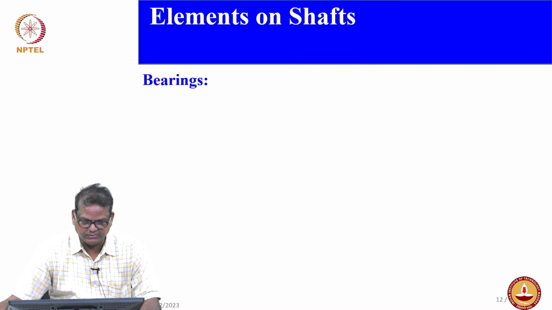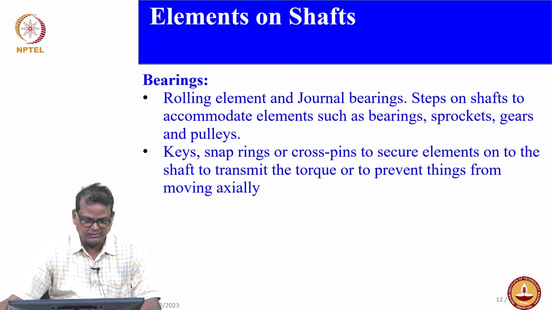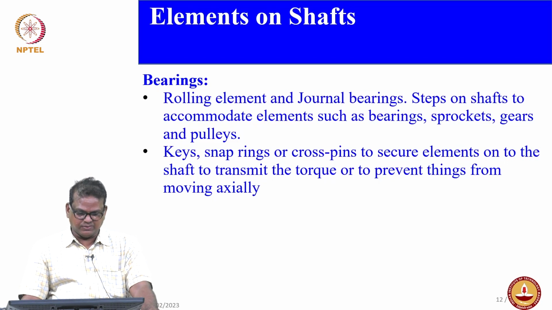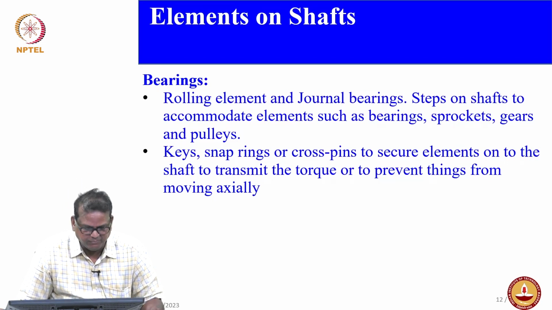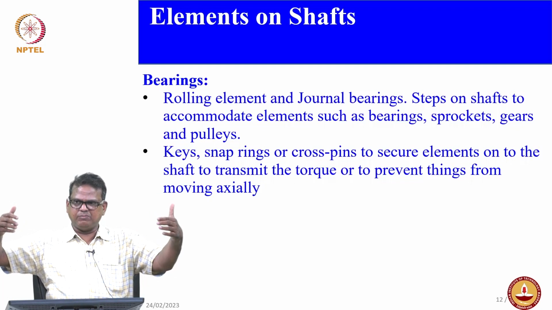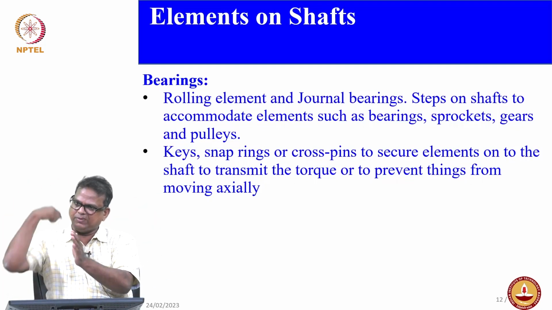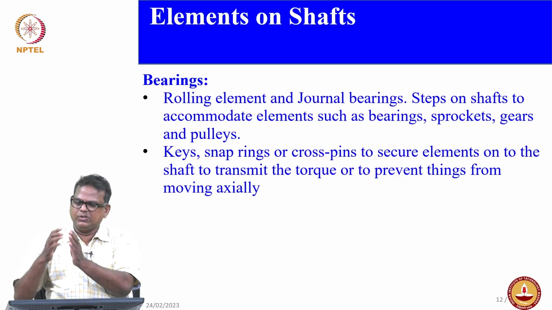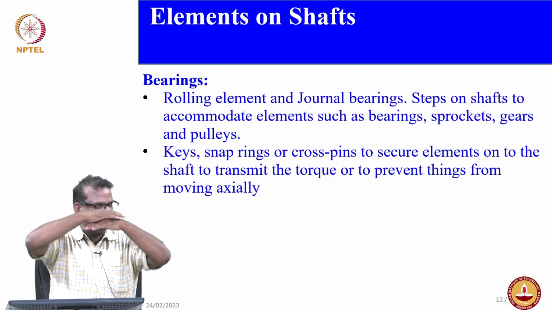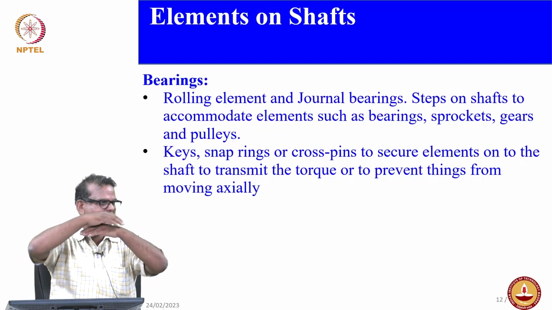Then, elements on shafts. Okay. So usually you will have bearings, the rolling element bearing and journal bearing. Steps on the shafts accommodate elements such as bearings, sprockets, gears and pulleys. Keys, snap rings and cross pins secure elements on the shaft to transmit the torque or prevent things from moving axially. So you have a shaft; remember when you have a constant mesh, usually you need to fix the bearing first, and on top of that you will fix the gear, right. By doing so you have to make sure that the contact between the shaft and bearing is secured. If it is not secured, they may move axially, either left or right, which is not good.